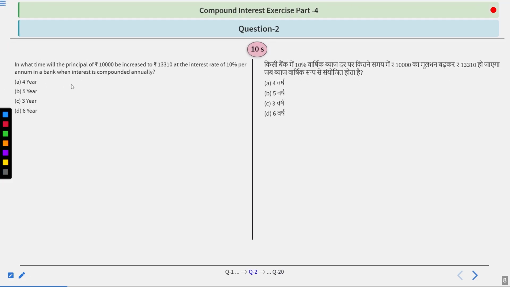Next, in what time will the principal of rupees 10,000 be increased to rupees 13,310 at the interest rate of 10% per annum in a bank when interest is compounded annually. And the options are option A, 4 year, option B, 5 year, option C, 3 year, and option D, 6 year. These are the options.